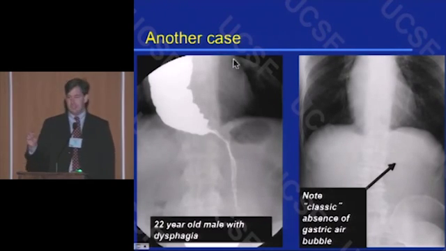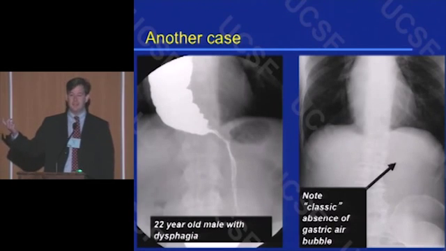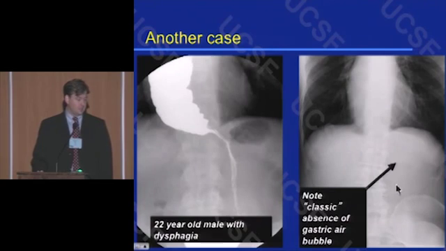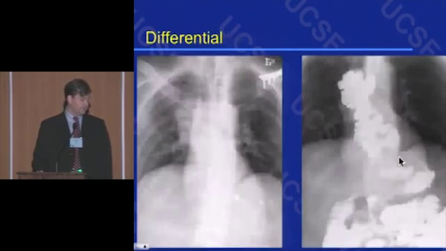They're classically seen in younger patients, which is a key point. You can see these in 20-year-olds. I've seen them down to 18-year-olds. So it's not unsurprising to see these in young patients. Here's the classic appearance of the absence of the gastric air bubble, so no air in the stomach.